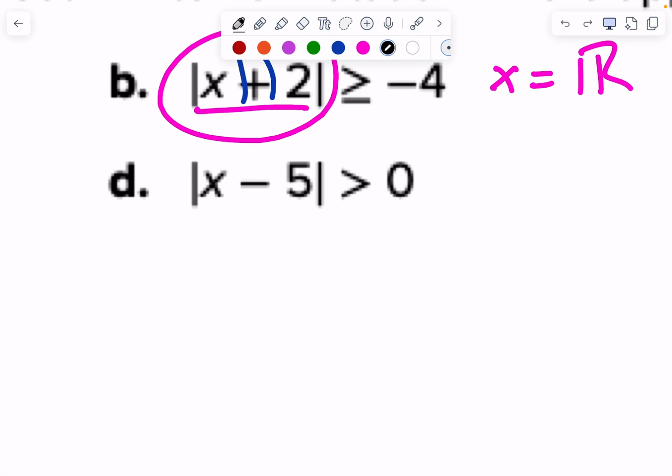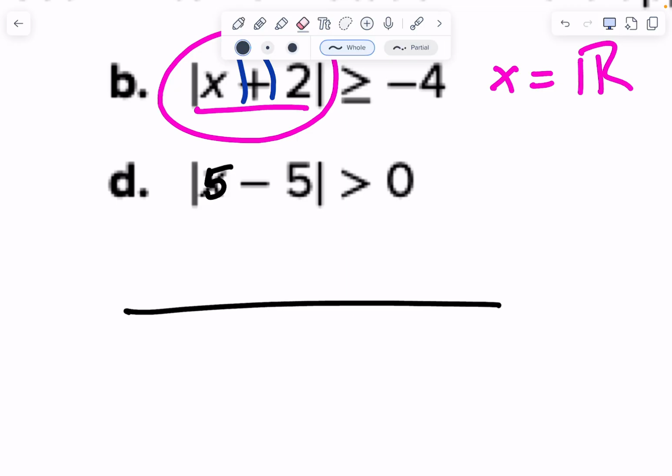Can it be all reals? What if it's 5 exactly? Will that be true if it's 5 exactly? No. Less than 0, greater than 5, it can't. Okay, let's talk about numbers. You have to exclude 5. Okay, let's talk about 5. 5 is the magic number, right?